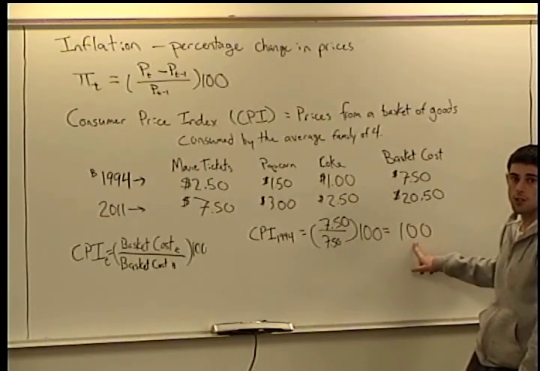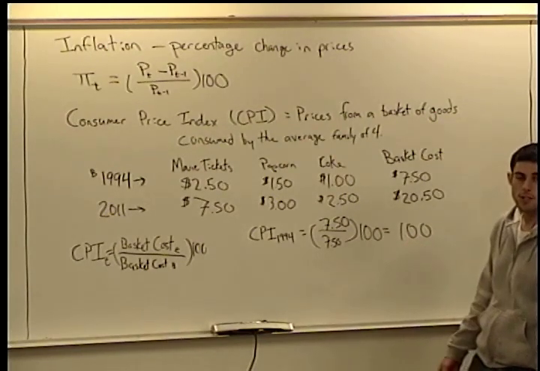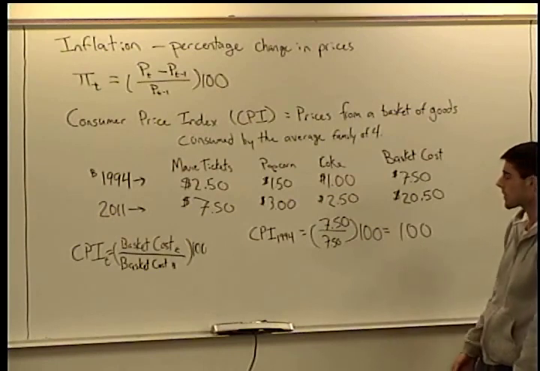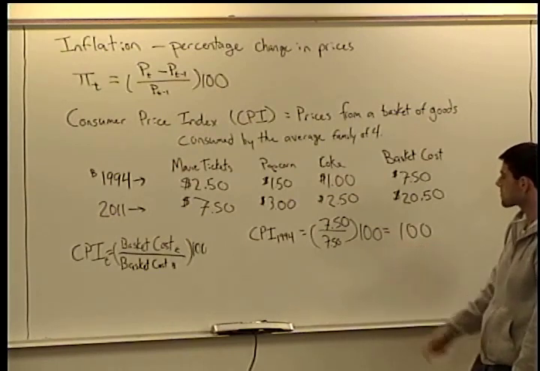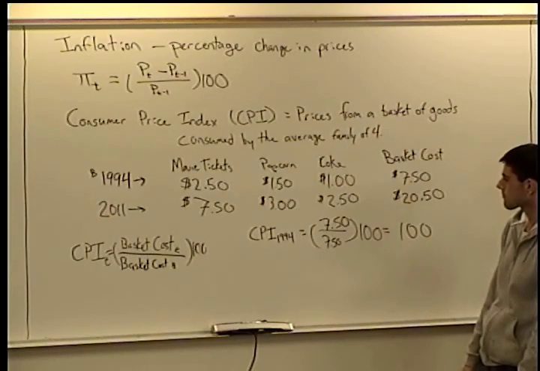So just like with the GDP deflator, the CPI will always equal 100 in the base year. It's always going to happen. So you can identify what year is the base year simply by looking at the CPI. When was it equal to 100?